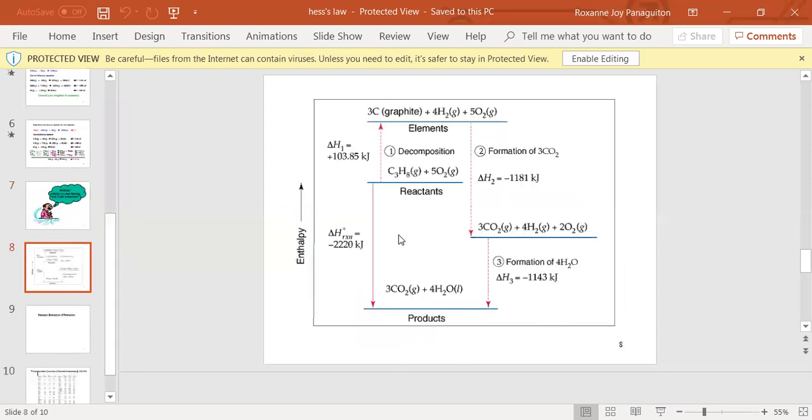So, this is another example. This one is an energy or an enthalpy diagram of the conversion of graphite. This one is the reaction of the graphite.